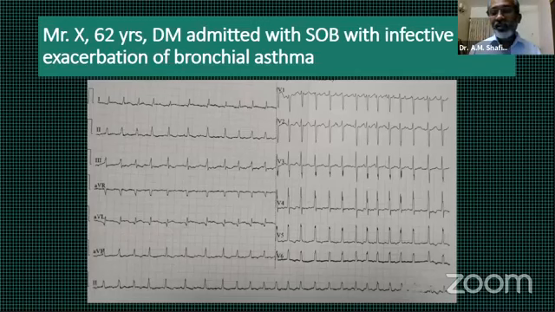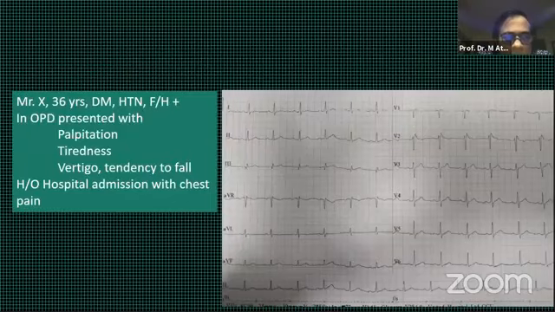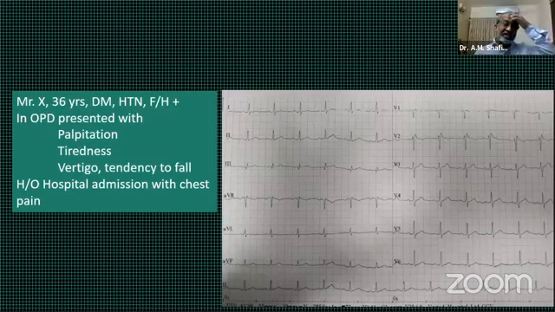May I go, sir, for the next ECG? Yes, next ECG. This patient, 36 years old, came to me at OPD with palpitation, tiredness, and vertigo with a tendency to fall. He had a history of hospital admission with chest pain. I have seen the previous record; at that time troponin was negative, and this sort of ECG was there in the previous time. So this is the ECG.